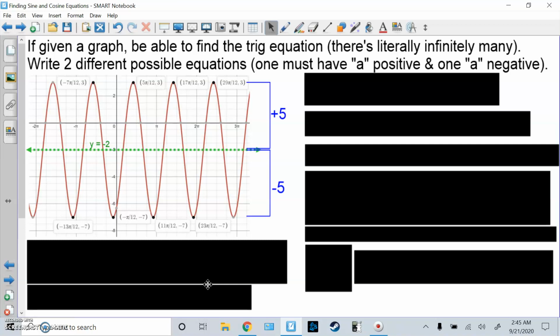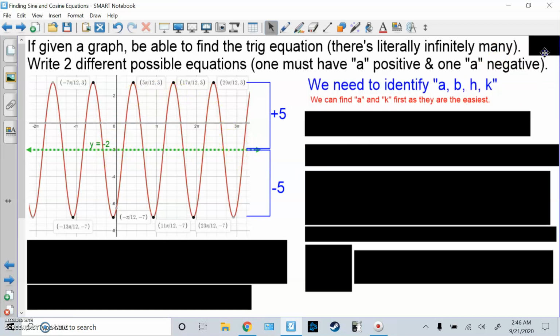So if given a graph, you need to be able to find the trig equation, and there's literally infinitely many trig equations to choose from. But here I want to write two different possible equations. One must have a positive a value, and one must have a negative a value. So here's our graph.